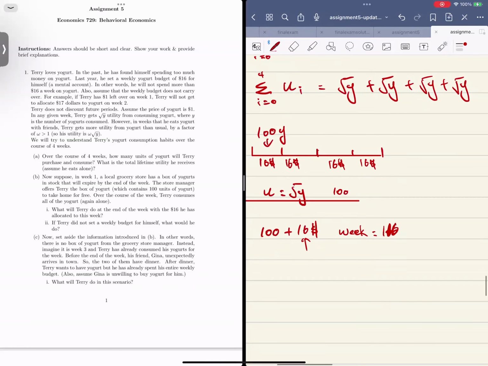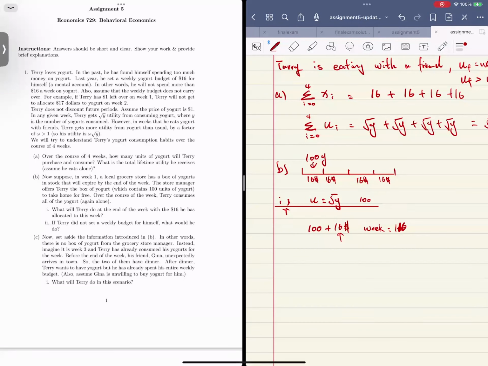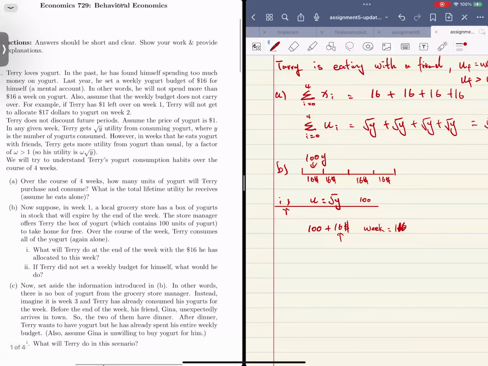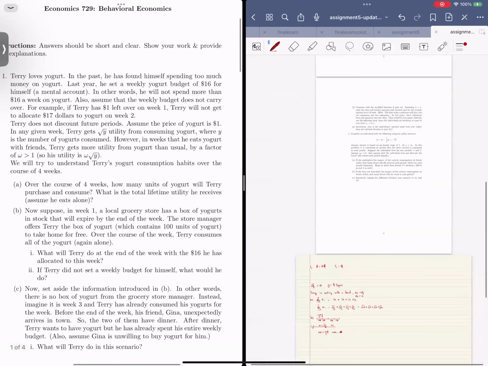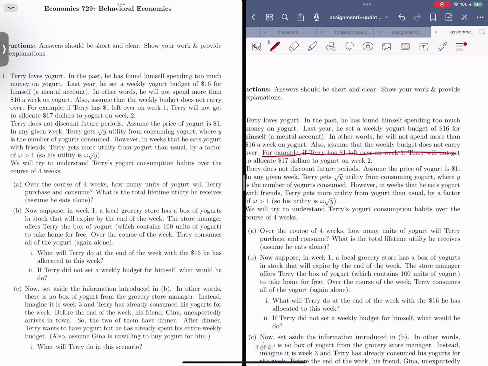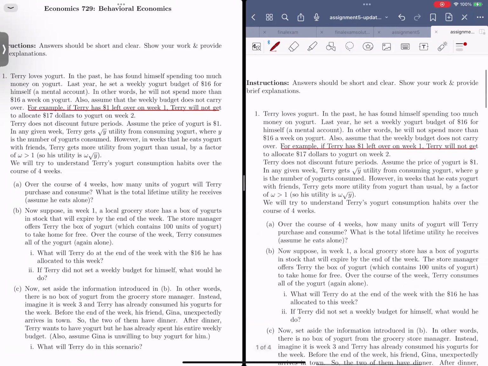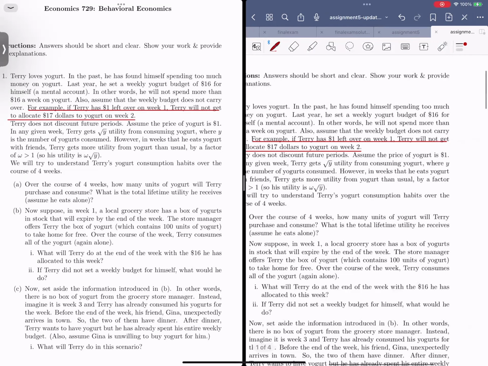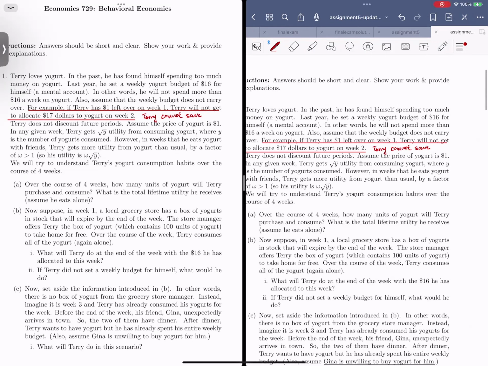Okay, so he wouldn't move the amount of yogurt between weeks? He can't, right? For example, if Terry has $1 left on week 1, Terry will not get to allocate $17 on week 2. So it means Terry cannot save. Oh, I see. I guess I was just confused because I thought that if he is not spending any money on yogurts, then it's fine.